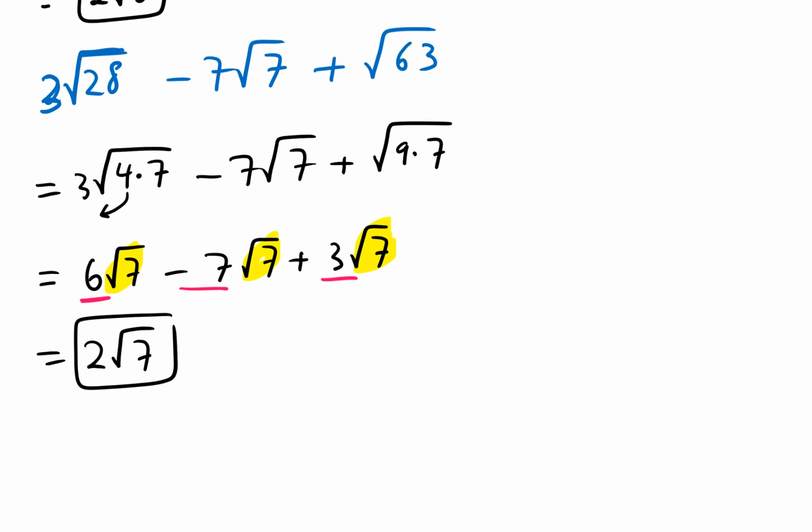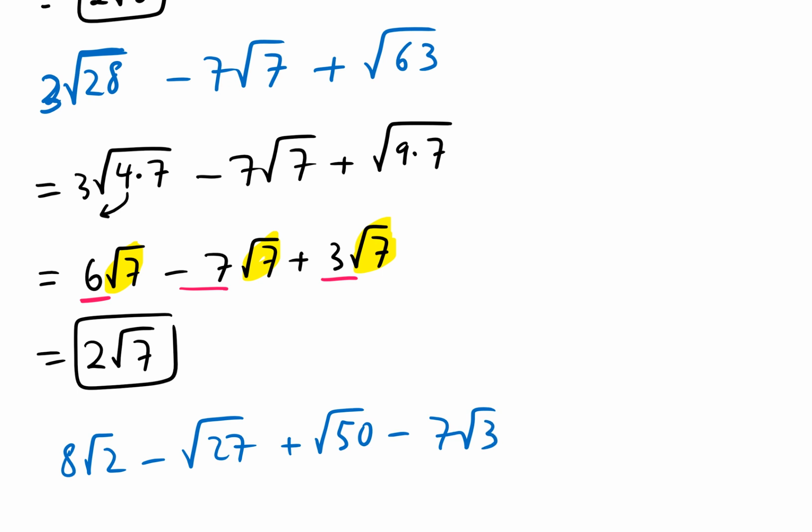Sometimes they give us a different kind of question to combine. While working with this kind of radicals, not all of them match. So let's say 8 root 2 minus the square root of 27 plus the square root of 50 minus 7 square root of 3.